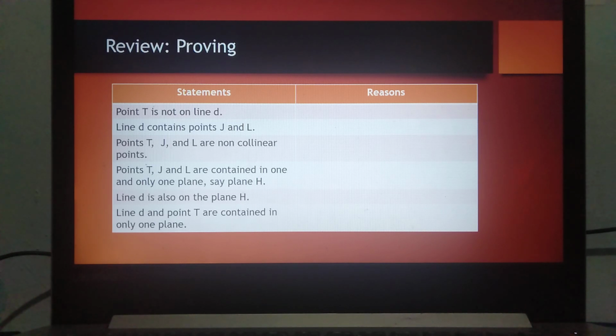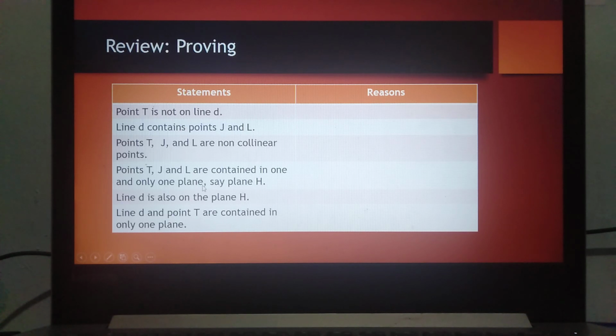However, for this one, it proves that T, J, and L are non-collinear. So to defy that reason or that statement, we can use definition of collinearity. Next, for the first statement, the reason that we're going to use is, tingnan natin. We have T, J, and L are contained in one and only one plane.